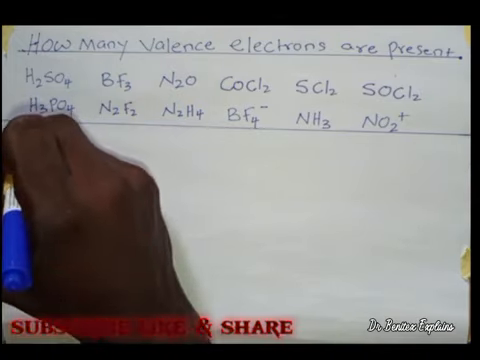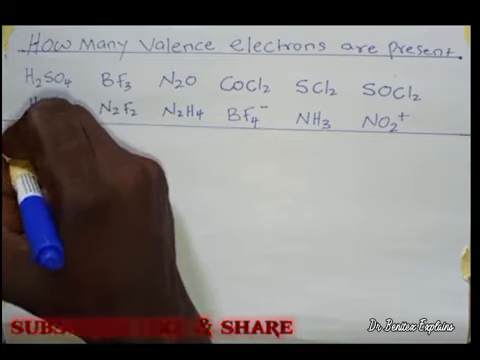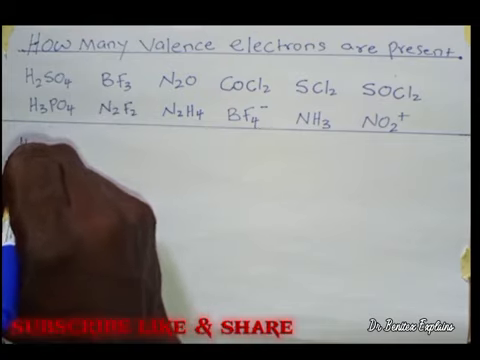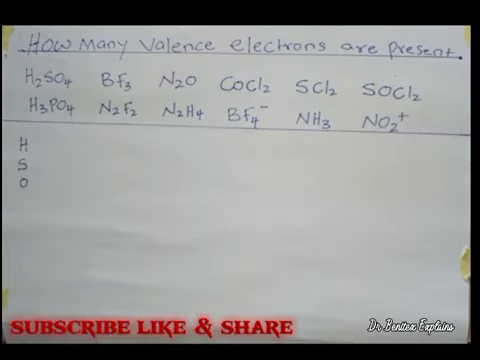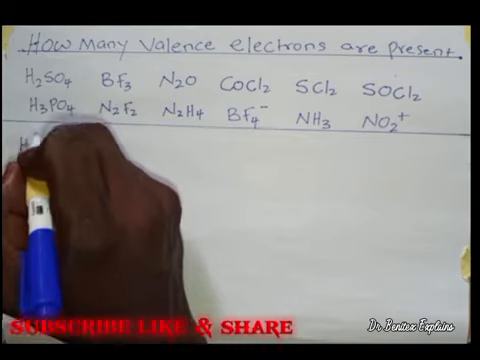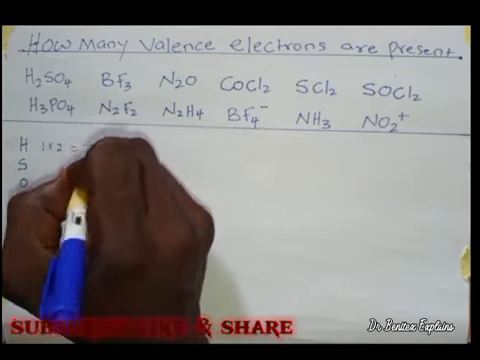So we have hydrogen, we have sulfur, and we have oxygen. Don't forget, the valence electrons correspond to the group number of a particular element. So hydrogen is in group 1, which means hydrogen has 1 valence electron. So how many hydrogen atoms are here? 2. So I will say 1 times 2, which is equal to 2.